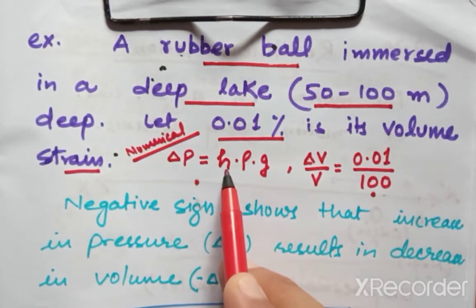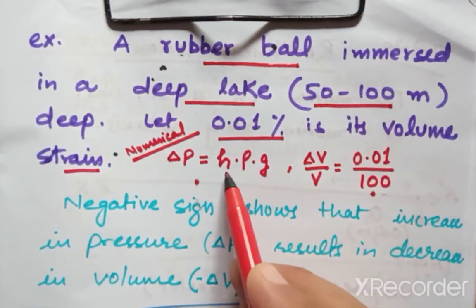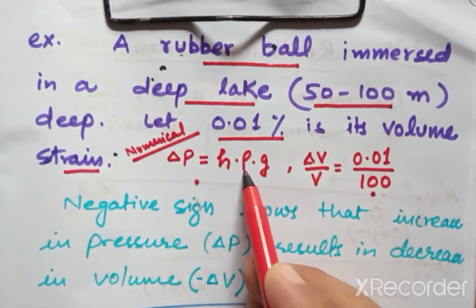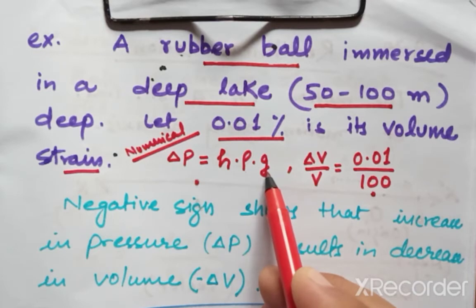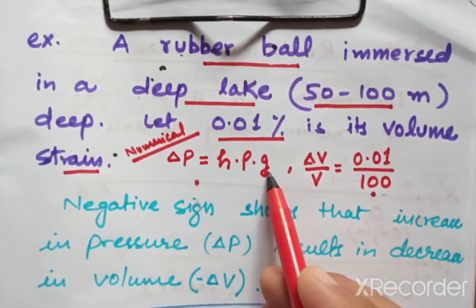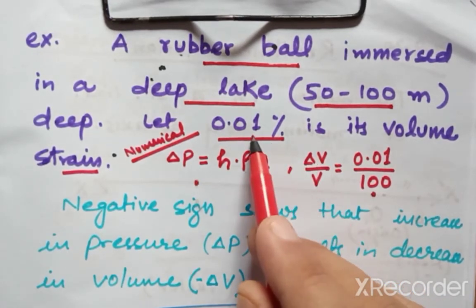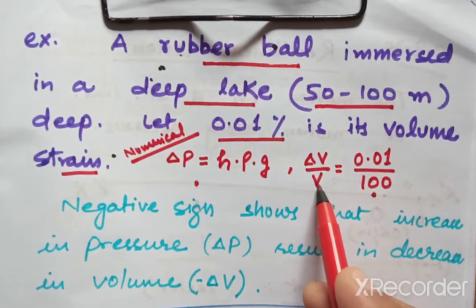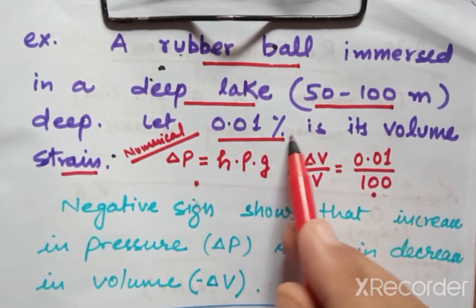Now we will put H as 50 or 100, whichever is given, that is the depth. Rho is the density of water, which is 10 to the power 3 kilogram per meter cube, and g is given as 9.8 or 10. Similarly we will put the volume strain which is given here: delta V by V equal to 0.01 by 100, this much percent.